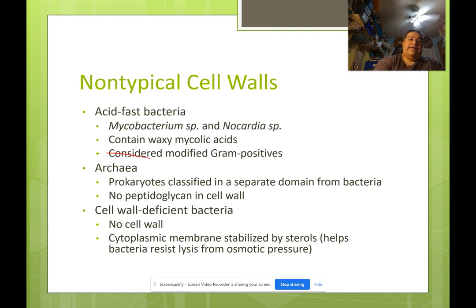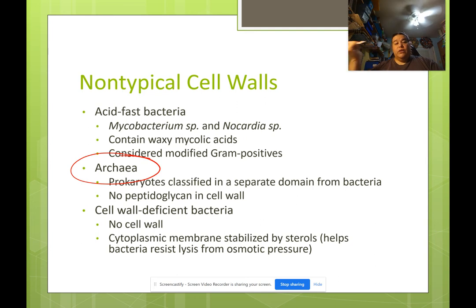Archaea, remember, Archaea is going to be our extremophiles. They are prokaryotes, but they are classified in their own domain. Remember, extreme environments: volcano vents, hot springs like in Yellowstone, glaciers. They're not acidic environments or salty environments, even like the salt sea. They do not have peptidoglycan in their cell wall at all, but they still have one. So it's not a typical cell wall.